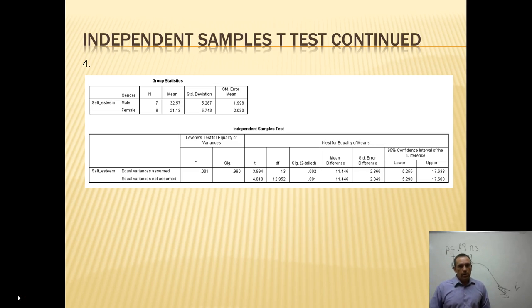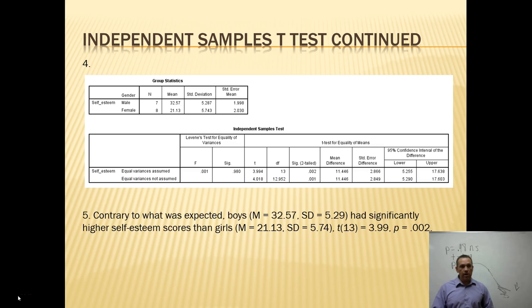Okay, so let's go on then to step 5. We want to make our conclusions. As we just said, we know this is statistically significant, but here's the tricky part. The hypothesis by the teacher was that girls would have a higher score. What did we actually find?